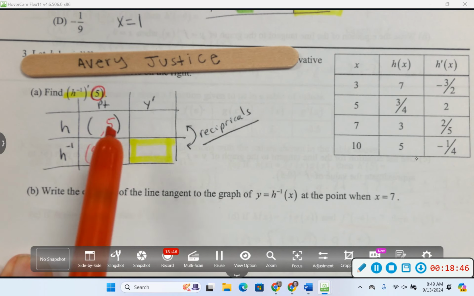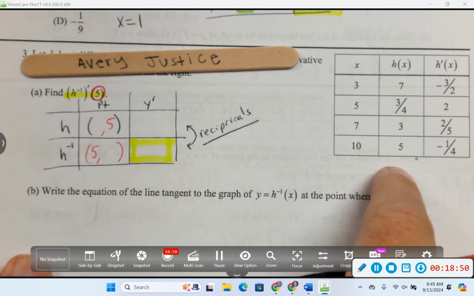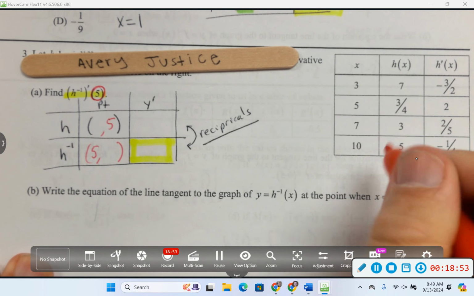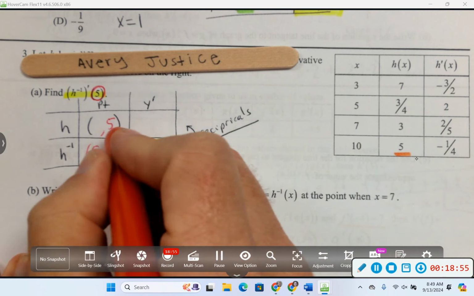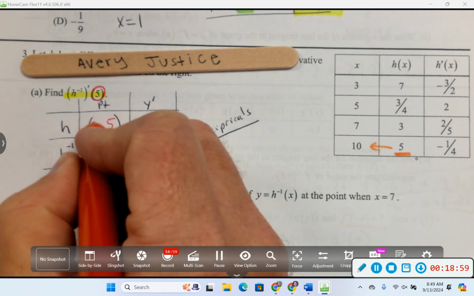So I want my y value to be 5. Now I'm going to have to look at this table. 10. So if my y value is 5, then kind of going backwards, figure out that that's 10.